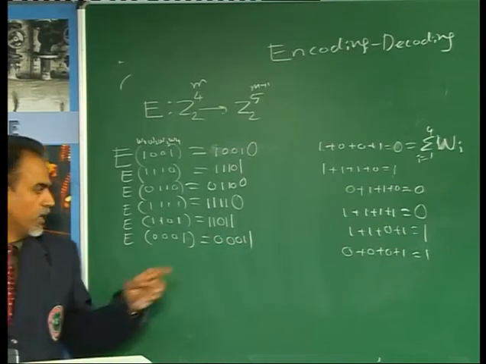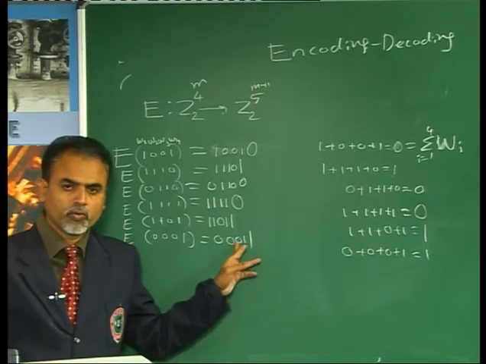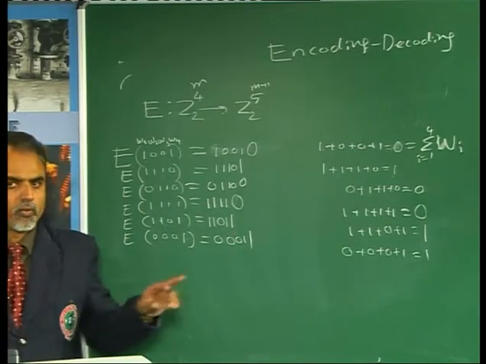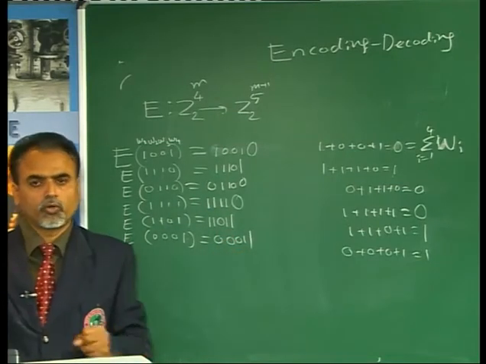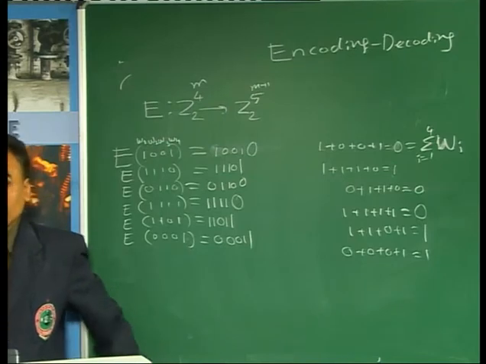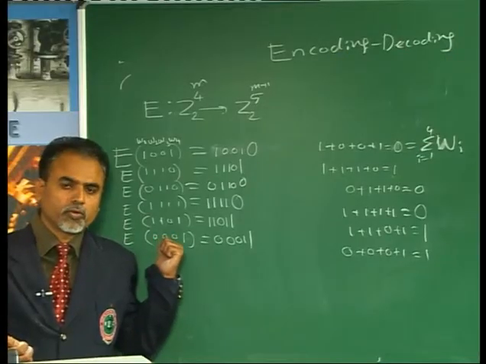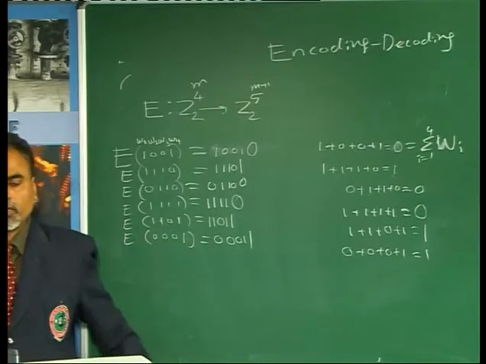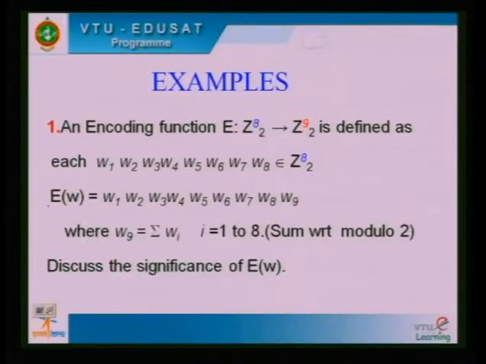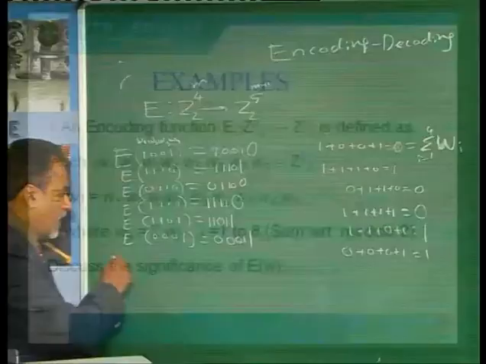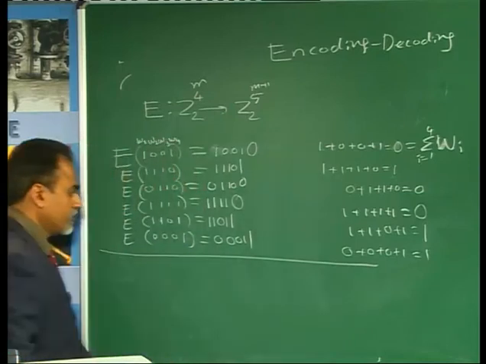So one thing we are sure of, the word which we are going to transmit will always have an even number of 1s. Suppose at the receiving end there are odd number of 1s, then we know that there is an error there. Like that, this e function is going to help us to detect the error. So the first objective was to detect the error. Hence, let me take one more set.